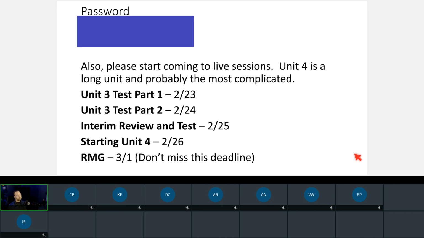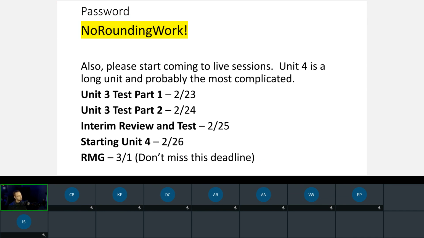And that's the password. This is more of a joke because I've said it so many times last unit. No rounding work. Only round your final answer. I have 18 submissions to grade for part 2 of last unit's TGA, and people who rounded their work are going to miss number 2.